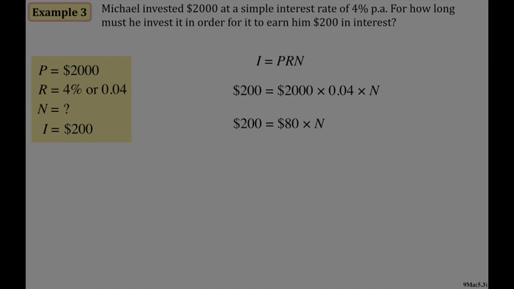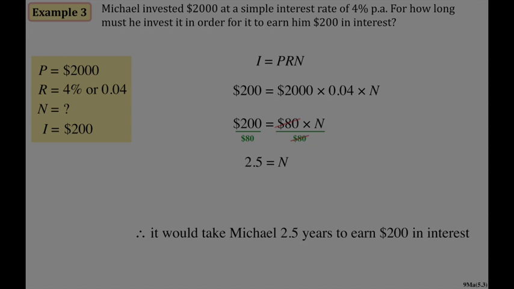To get N by itself, I'm going to divide both sides by 80, because N is being multiplied by 80 and the opposite of multiplying is dividing. It's going to cancel on the right hand side, which means N will equal whatever 200 divided by 80 is. That's 2.5. So N stands for the time, so it's 2.5 years. So it's going to take Michael 2.5 years to earn $200 interest.